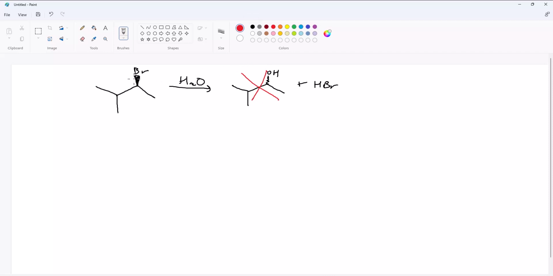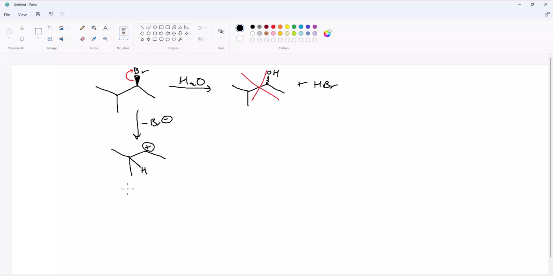So in an SN1 mechanism, the first step that happens is the leaving group will leave, so we'll break this bond and form the bromide and the carbocation. So this loses bromide, and then we're left with the carbocation. If we look at this structure, we see that there is a hydrogen right here, beta to the position that has a carbocation.